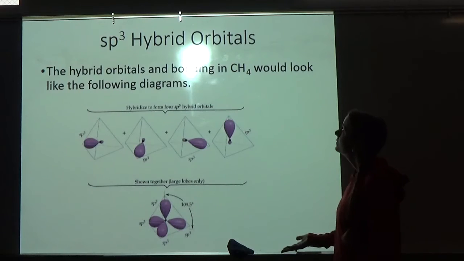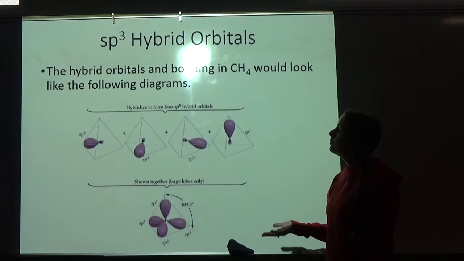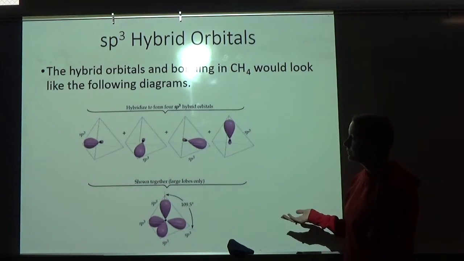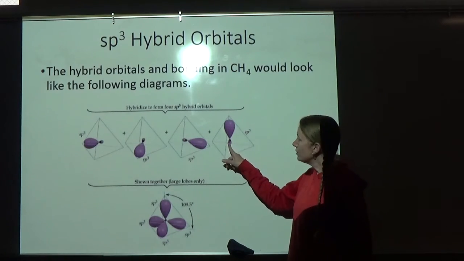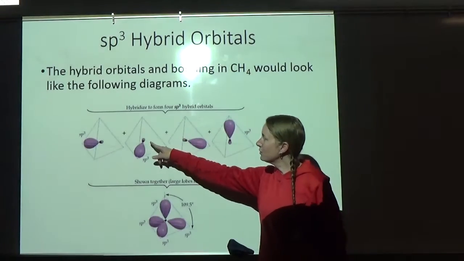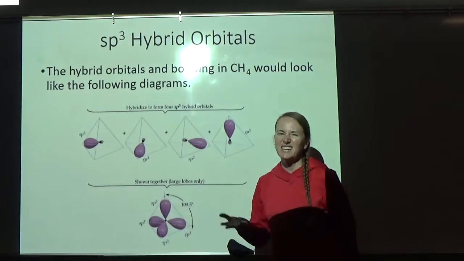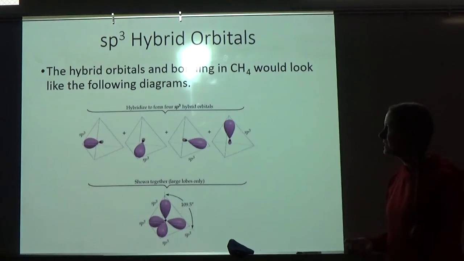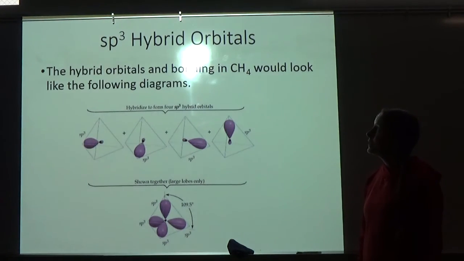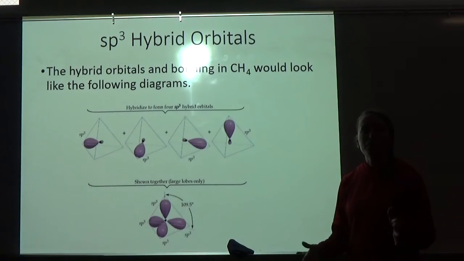The hybrid orbitals and bonding in CH4 would look like the following diagrams right here. Again, here you can see that extra little lobe, but when they put them all together, they normally don't show the lobes anymore. All right, so that is how hybridization works.